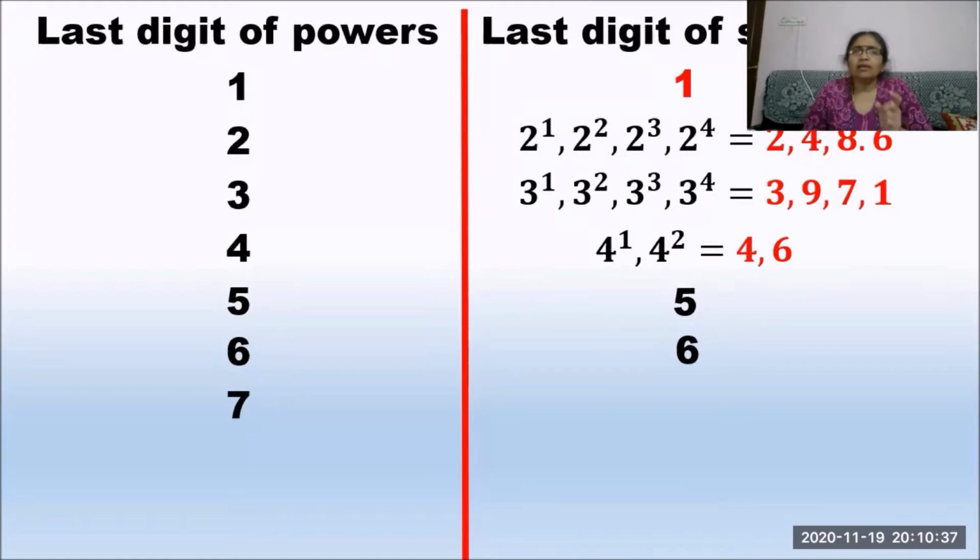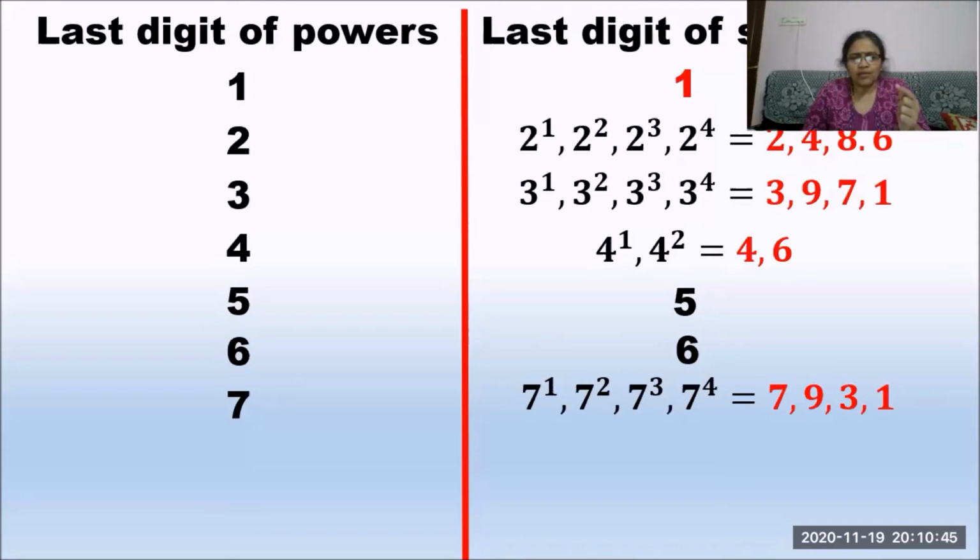7 again is in a cycle of 7, 9, 3, 1. 7 to the power 1 is 7. 7 to the power 2 is 49, so 9 is taken. 7 to the power 3 is 343, so 3 is the last digit. And 7 to the power 4 is 2401, which gives 1. In this way, we understand this pattern.